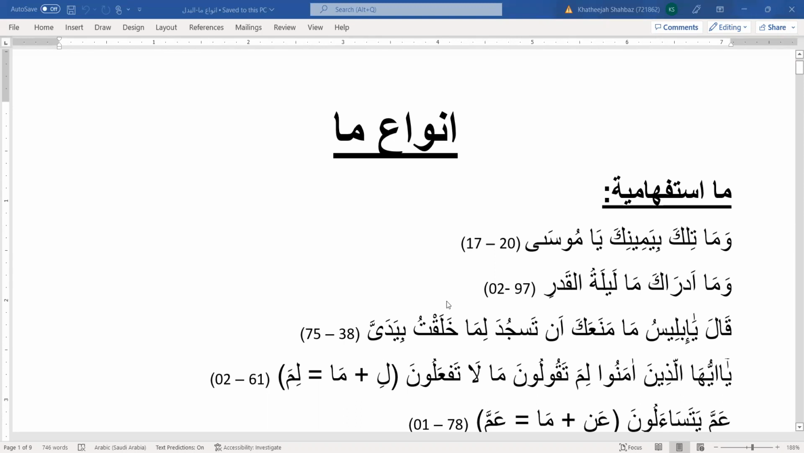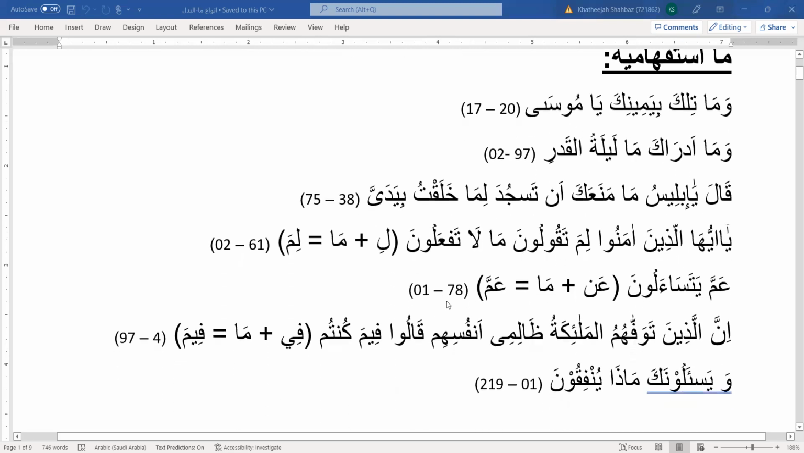So we are learning types of ma, and yesterday we went over a few types. The first type was ma istifhamia. This ma is used to ask a question. And we went over a few examples, and then we learned about the use of harf with ma istifhamia, and what change happens when the harf is attached to ma istifhamia.